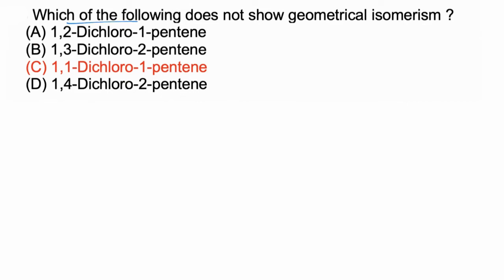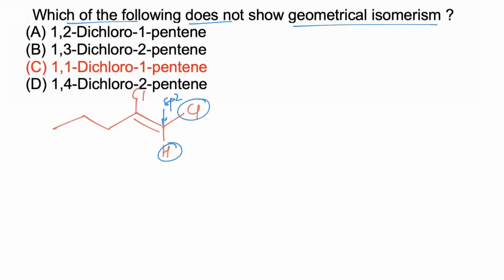Which of the following does not show geometrical isomerism? So if we draw a structure of these molecule, now 1,2-dichloro-1-pentene. So 1-pentene means 5 carbon. At first carbon and second carbon chlorine is present. Now this molecule will show GI because around double bond these two sp2 hybridized carbon have individually different unit H and Cl and normal propyl. So first molecule will show GI around double bond.